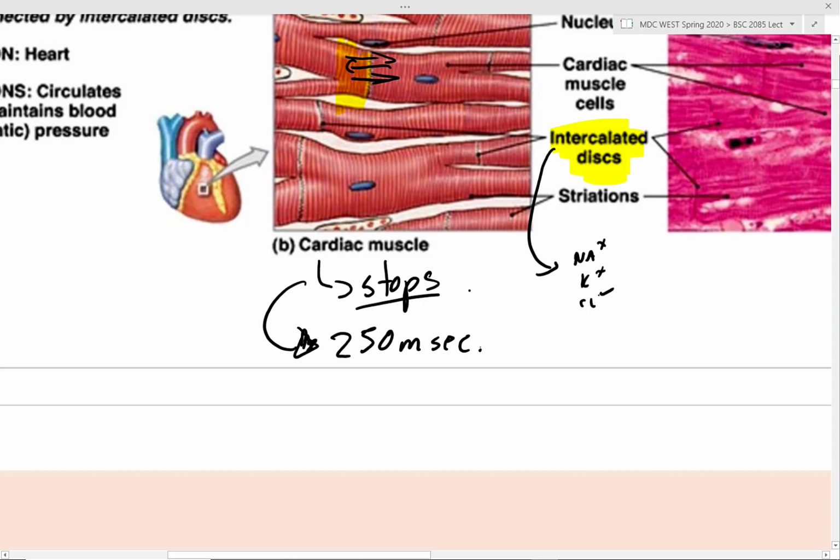250 milliseconds. That means you have to count 250 within a second. Go for it. 1, 2, 3, it's like 0.250 within a second. Can you imagine how fast that is? But this feature allows your heart to never get what?